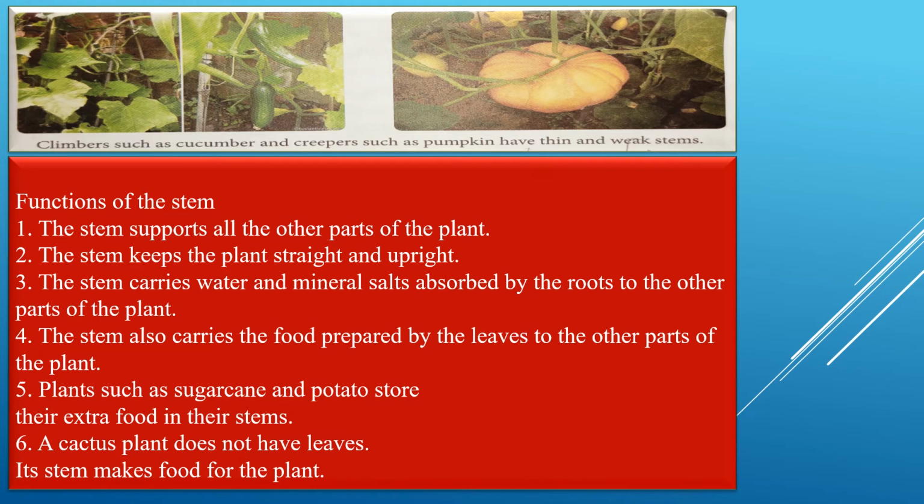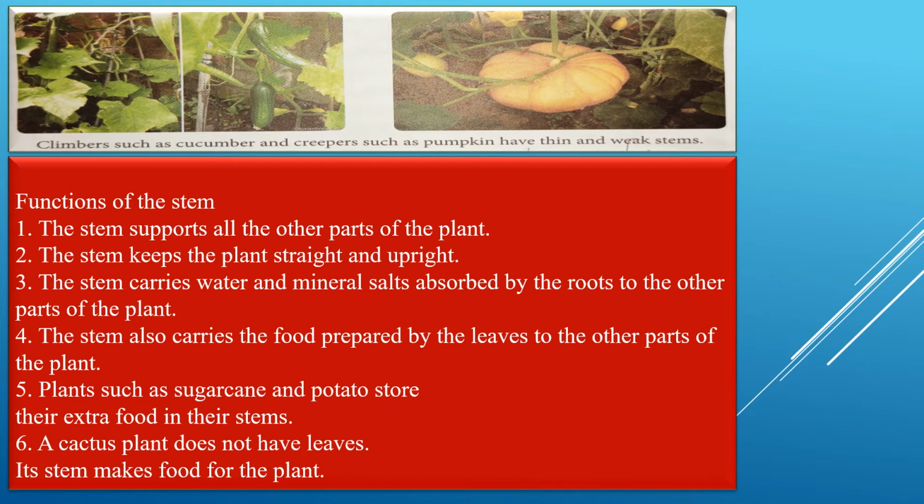So let's learn about the work of stem. The stem supports all the other parts of the plant. Stem means the big, strong, and thick woody stem, otherwise we can call it trunk also. The stem keeps the plant straight and upright. Always, the stem keeps the plant straight and upright. It moves toward the sky.